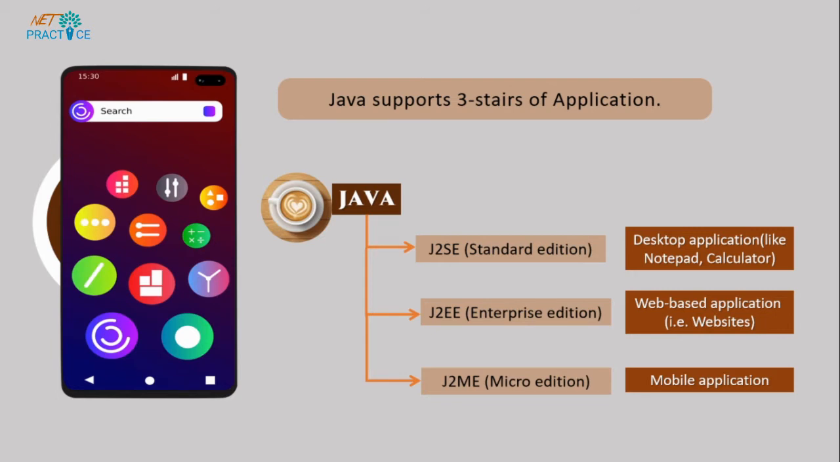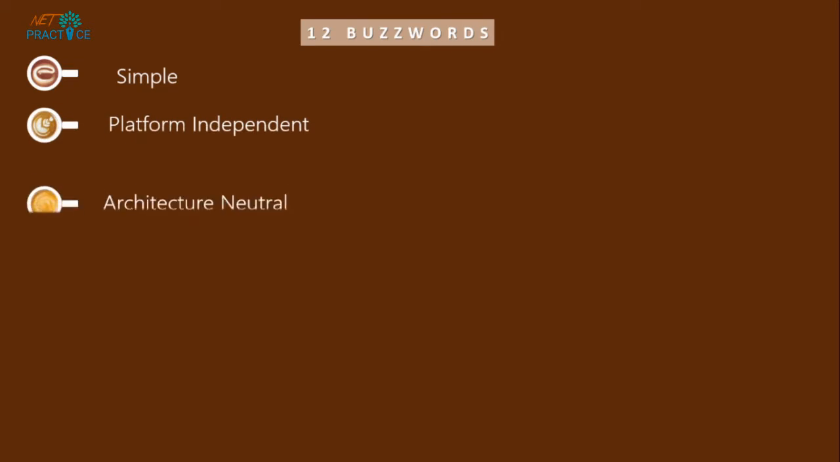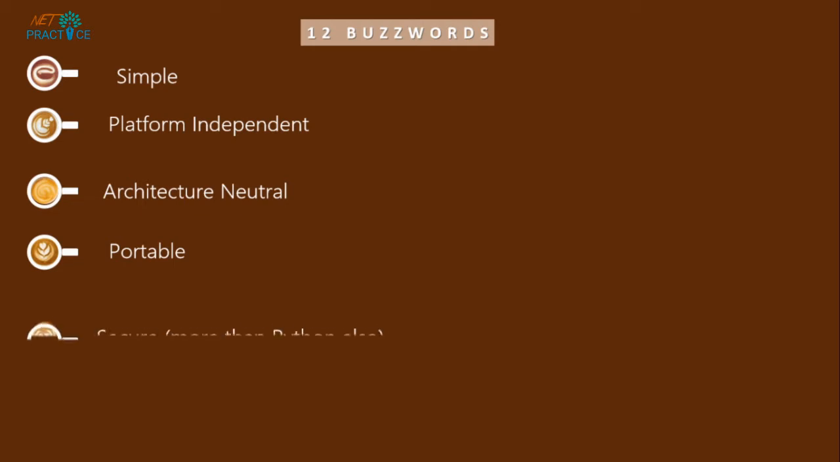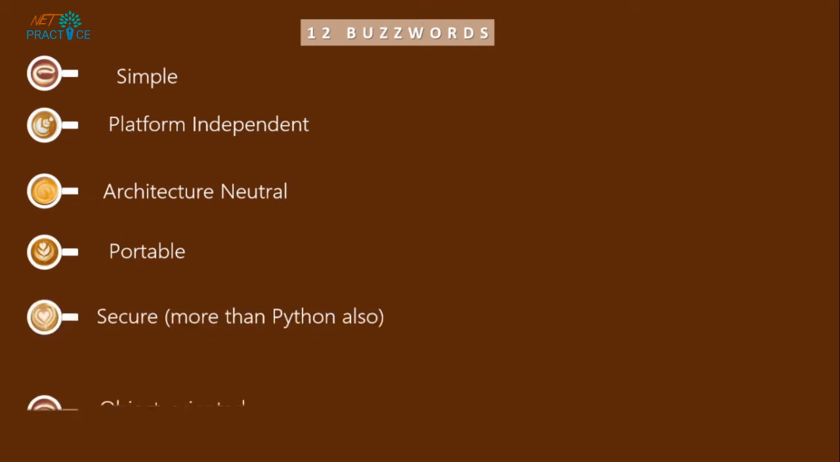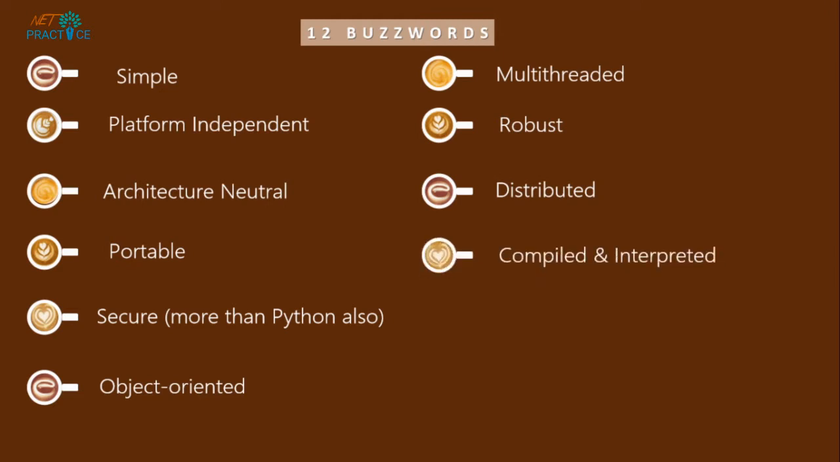Java is very powerful. Why? Because of the features of Java. Java has 12 features, which are also called buzzwords. Number 1 is simple. Number 2, Java is platform independent. Number 3, architecture neutral. Number 4, portable. Number 5, secure. Number 6, object-oriented. Number 7, multi-threaded. Number 8, robust. Number 9, distributed. Number 10, compiled and interpreted. Number 11, high performance. Number 12, dynamic.